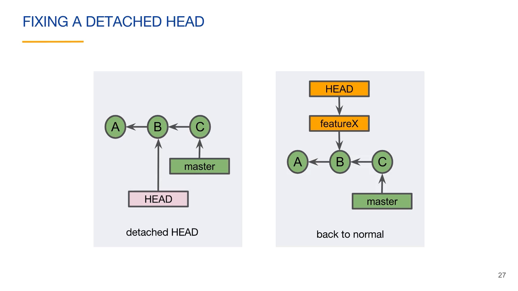On the left, we have checked out commit B, creating a detached head. If we want to create commits based off of commit B, we should first create a feature X branch label and check out that branch. That puts us back in the normal state where the head reference points to a branch label. The next commit would then be made to the feature X branch.